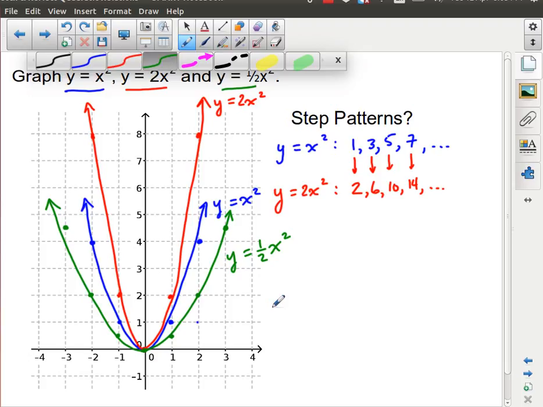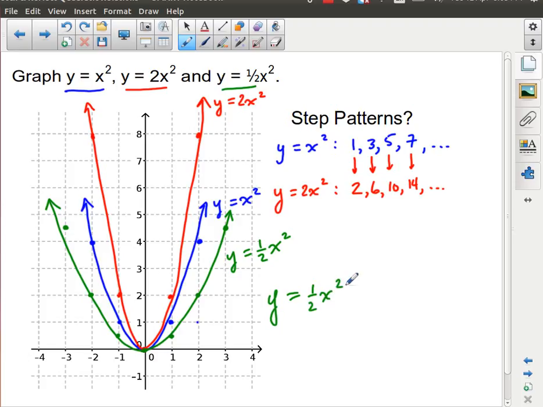Let's finally finish with y equals 1/2 x squared. So what's the step pattern look like for that one? I went over by 1, up by 1/2. Now this is where it's easy to go wrong. From this point, I go over by 1, and now let's count out how many halves I have to go up, because this one was by 1/2, so that's 1/2, 2 halves, 3 halves. And then from here, I go over 1, 1/2, 2 halves, 3 halves, 4 halves, 5 halves.